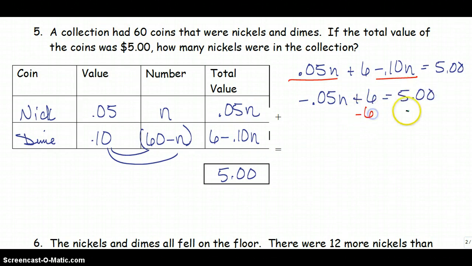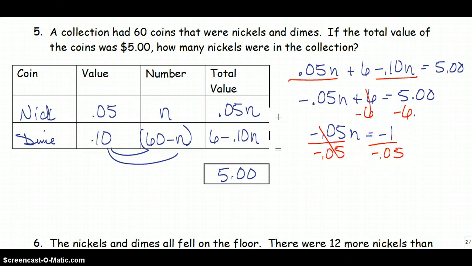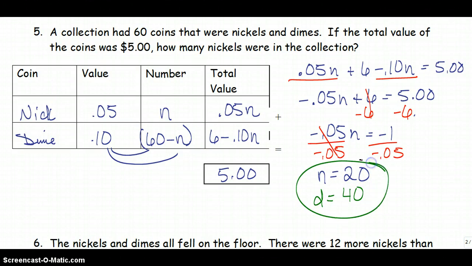I'm going to subtract 6 from both sides. Remember to keep those decimal places lined up. Negative 0.05N is equal to negative 1. Divide both sides by negative 0.05. And N is equal to 20. So if N is equal to 20, dimes are 60 minus N. 60 minus 20 gives me 40. So I'm done.